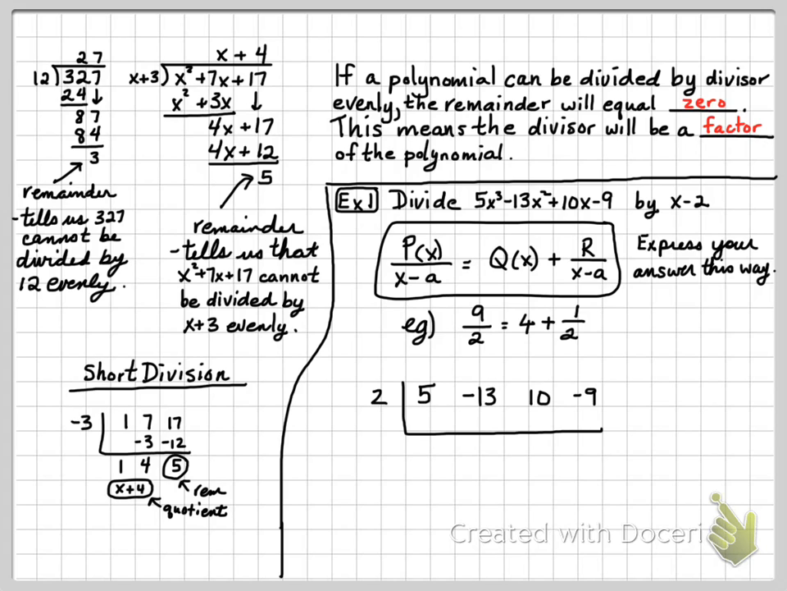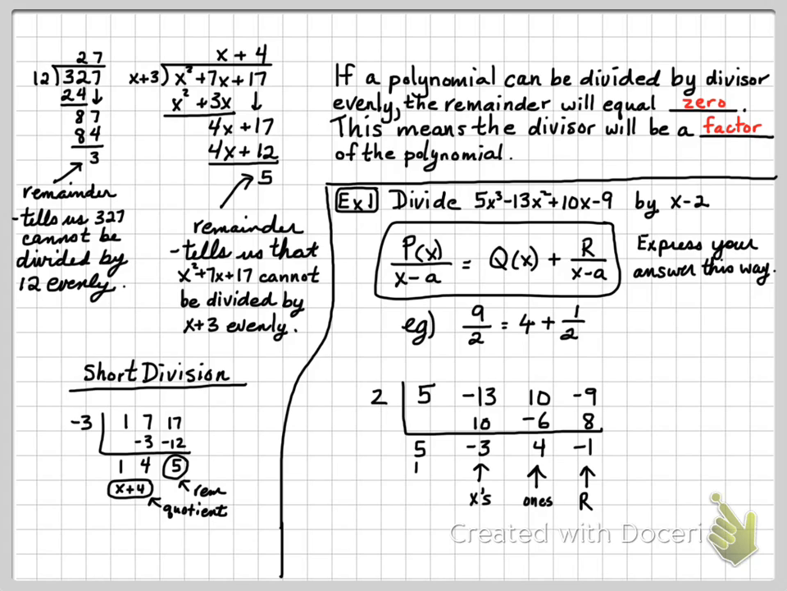So here we go. Bring down the 5 first. 5 times 2 is 10. Write that under the 13. Add that column to get negative 3. Now start again. 2 times negative 3 is negative 6. Put that under the 10. Add it up to get 4. 2 times 4 is 8, and I get negative 1.